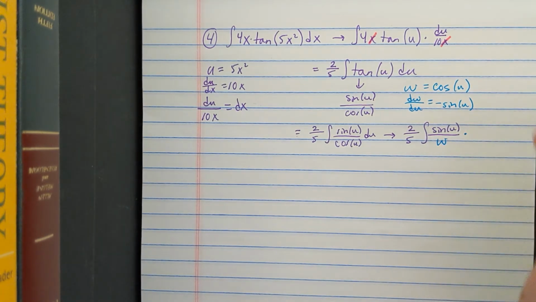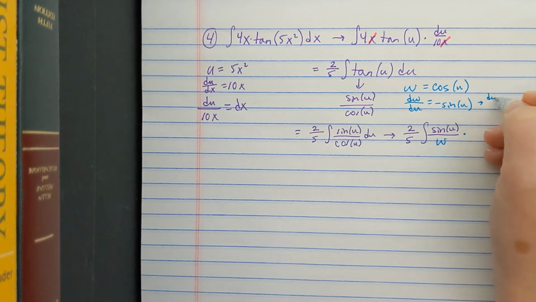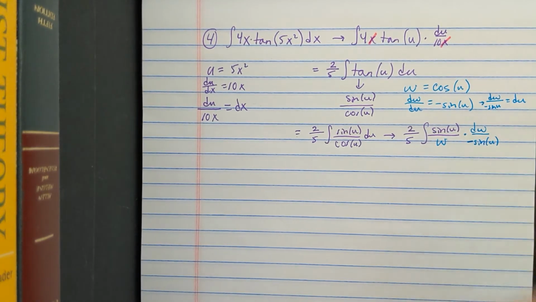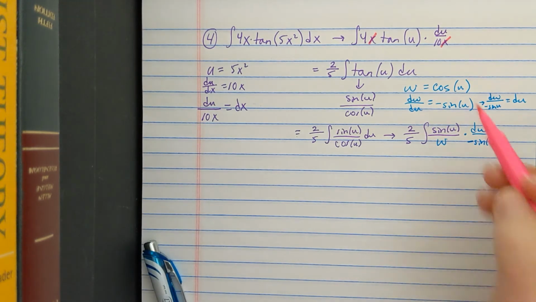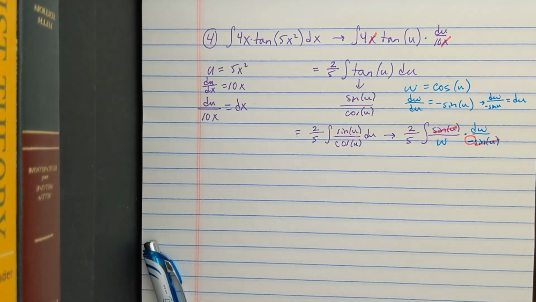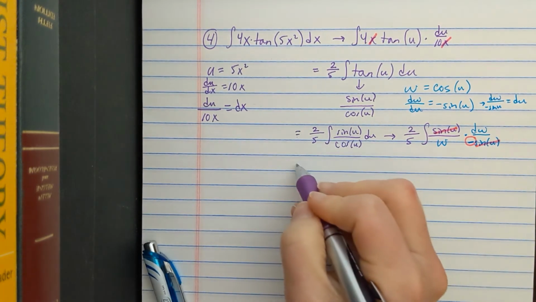And so that gives us a dw divided by negative sine of u is du. So in the du spot, I'm going to put dw divided by negative sine of u. That's a negative right there. Okay, so let's cross off the sine with the sine, but we still have a negative, and we'll factor that out front. Okay, let's see what happens.